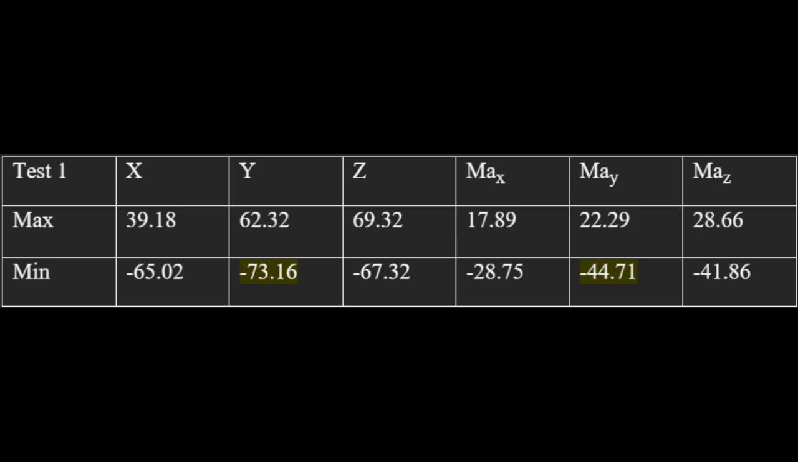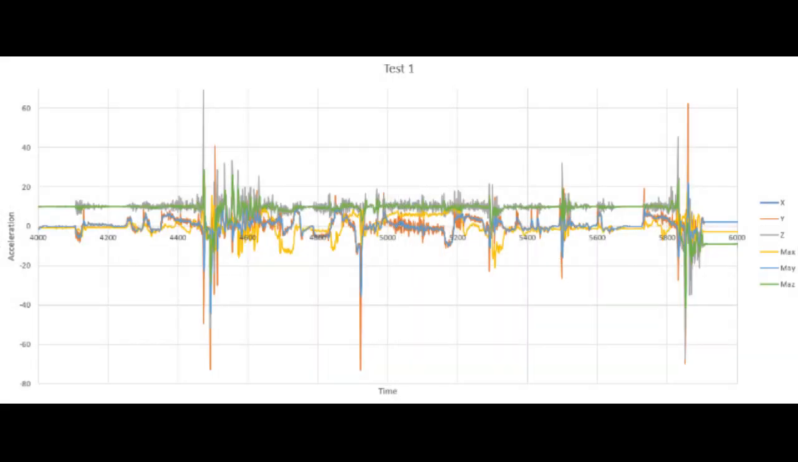For the first test, we have a graph of data from X, Y, and Z, and all the accelerations. Looking at the data, we can see that the maximum linear acceleration is on the y-axis, being negative 73.16 meters per second squared. For the angular acceleration, we got negative 44.71 meters per second squared in the y direction, or y-axis. Looking at the graph, we can see it's really noisy, but you can definitely see when the jump happened and when it landed.